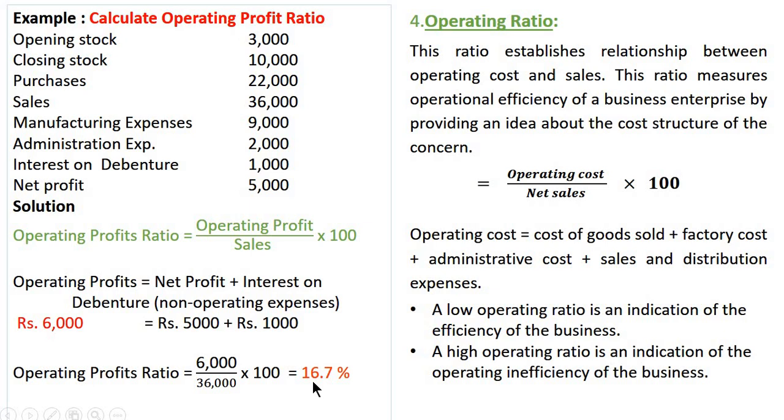It means that for every 100 rupees of sales, the operating profit of the firm is 16.70%. And the fourth profitability ratio is the operating ratio. This operating ratio is also called the operating cost ratio. This ratio establishes the relationship between operating cost and sales. This ratio measures the operational efficiency of a business enterprise by providing an idea about the cost structure of the concern. And the operating cost ratio is calculated with the formula operating cost divided by net sales into 100.